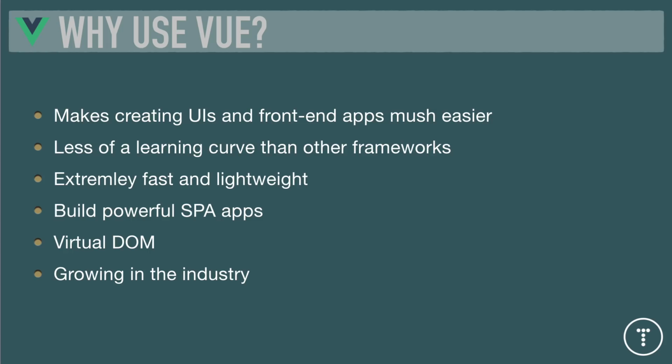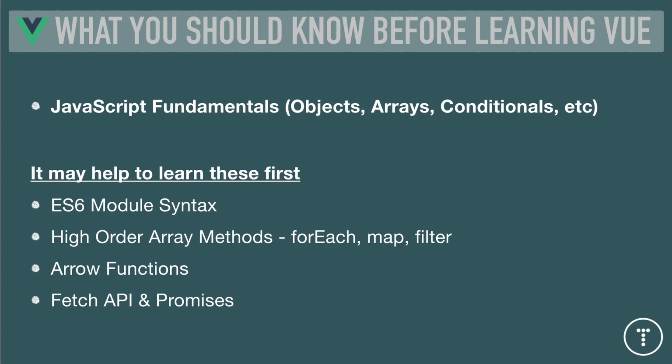Like React, it's a single-page application framework, meaning one page is loaded in the browser, and then everything is done through a virtual DOM. And only certain parts of the page will be updated when they need to be. Vue actually has its own router. We'll be looking at that as well. So you can seem to have multiple pages in your application. Again, Vue is growing in the industry pretty rapidly. So these are some reasons that you might want to learn and use Vue.js.